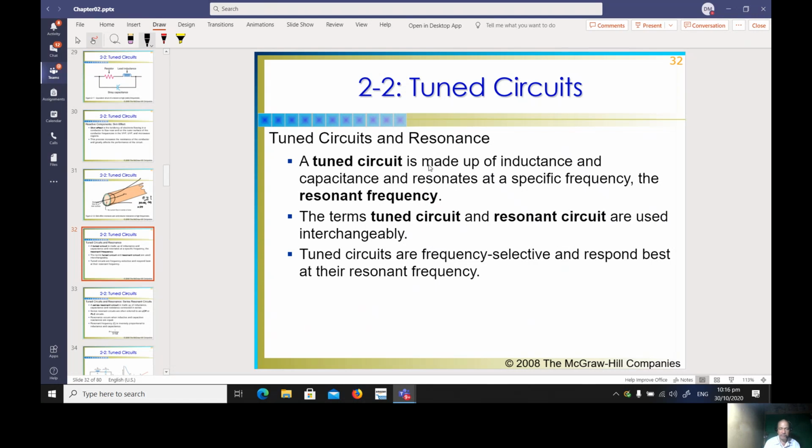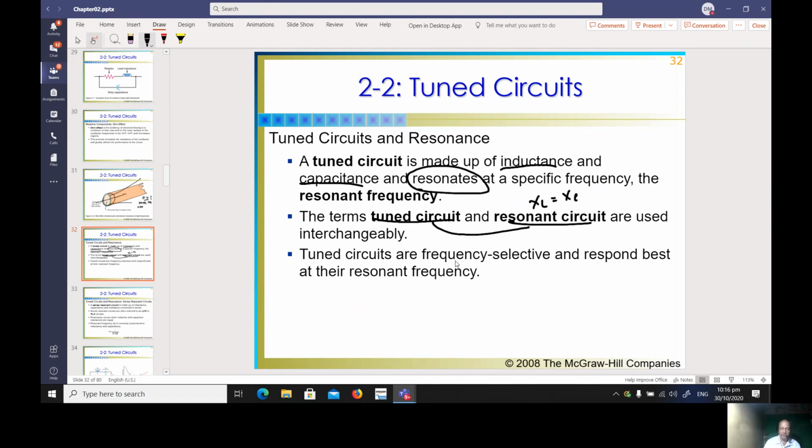So, yung tuned circuit is made of inductance and capacitance and resonate, where XL is equal to XC, their reactances. Then the terms tuned circuits and resonate are used interchangeably, pwede mo daw pagpalitin, halos pareho naman talaga yan.